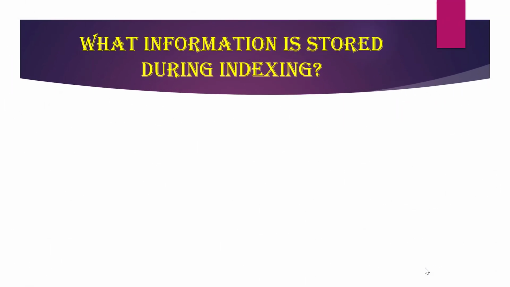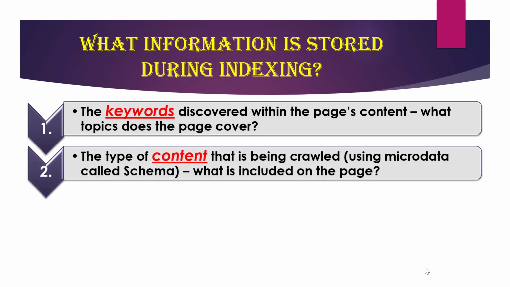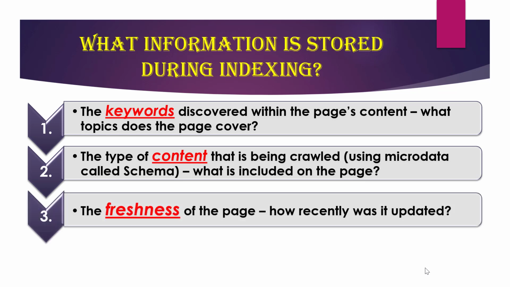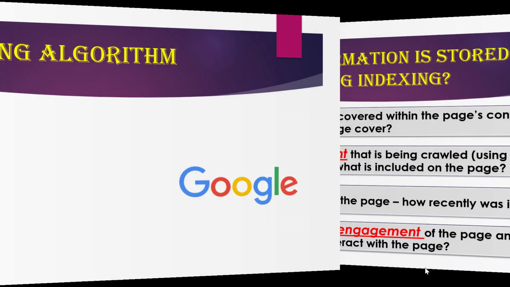So what information is stored during indexing? First is keywords, that is, what topics the page covers. Second is the content, that is, what content is actually included in that particular page. Third is the freshness, that is, how recently the page was updated. And fourth is the user engagement, that is, how a user engages with that page, how many people interact with the page, and in what particular duration the interaction is done. All that information is stored during indexing.